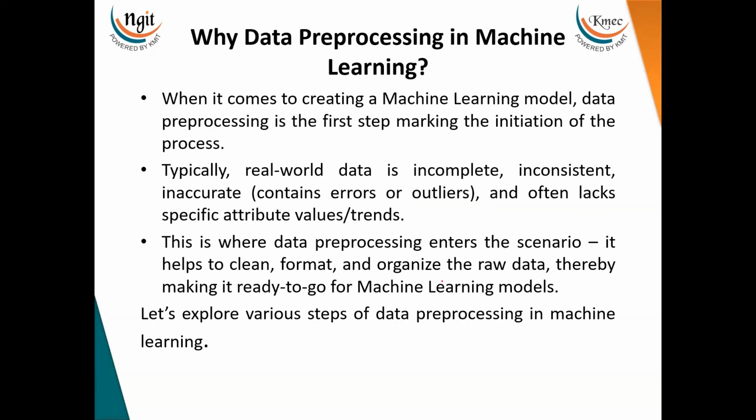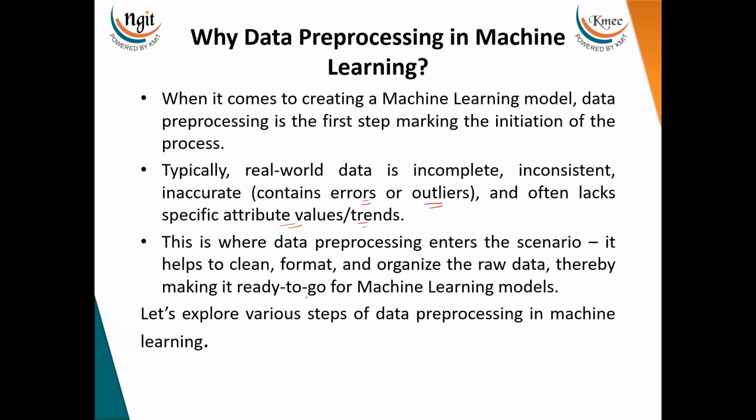So, why is data preprocessing in ML important? When it comes to creating a machine learning model, data preprocessing is the first step. Real world data is incomplete, inconsistent, and inaccurate. That means it may contain a lot of errors or outliers and often lacks some specific attribute values or trends. This is where data preprocessing enters the scenario, and it helps us to clean, format, and organize the raw data, thereby making it ready to go for the machine learning models.